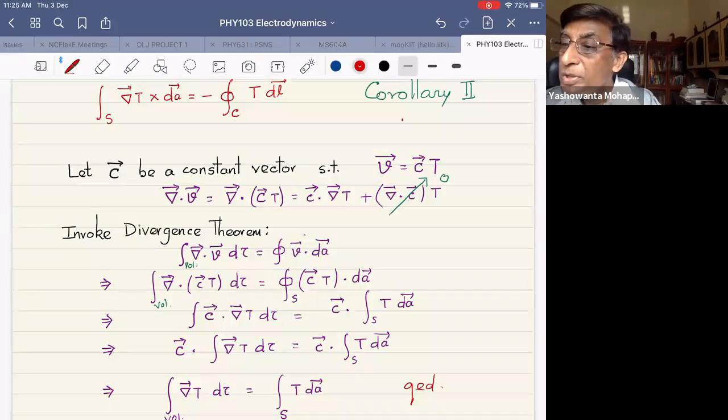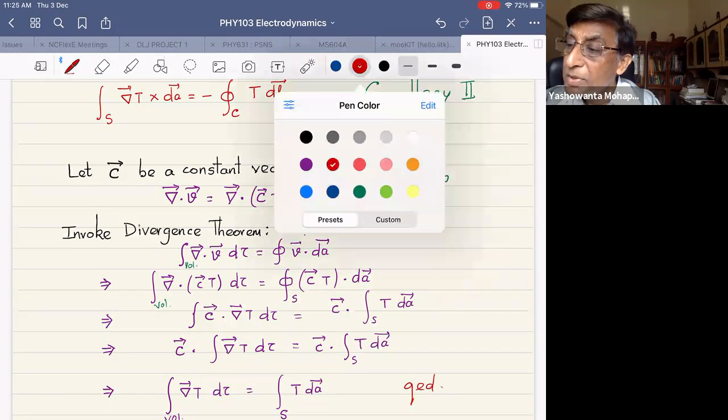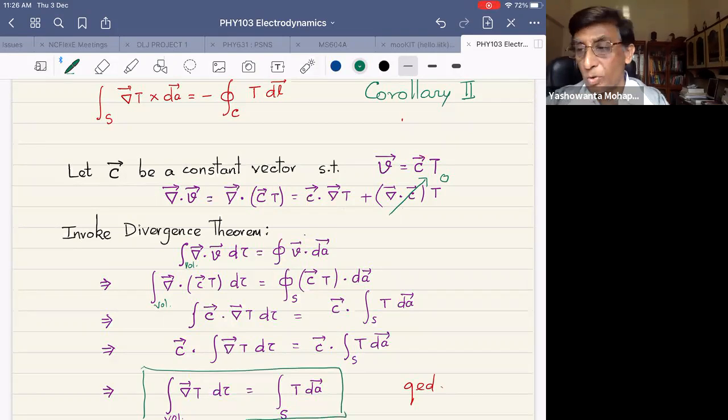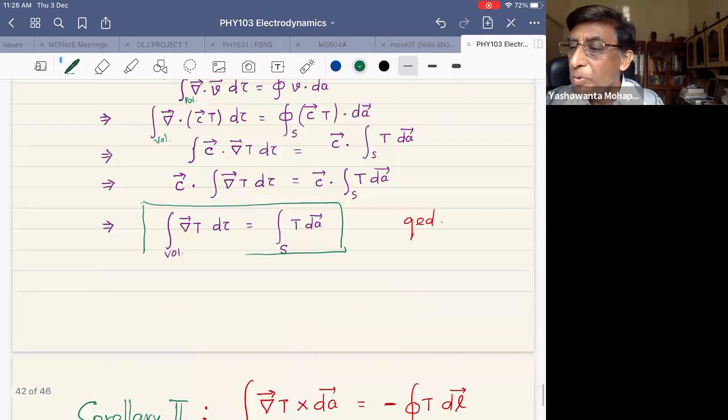So what is important is the statement of the theorem and making it into a word format so that you remember this. All right. So that is corollary one. I hope it's okay. Now let me go to corollary two.